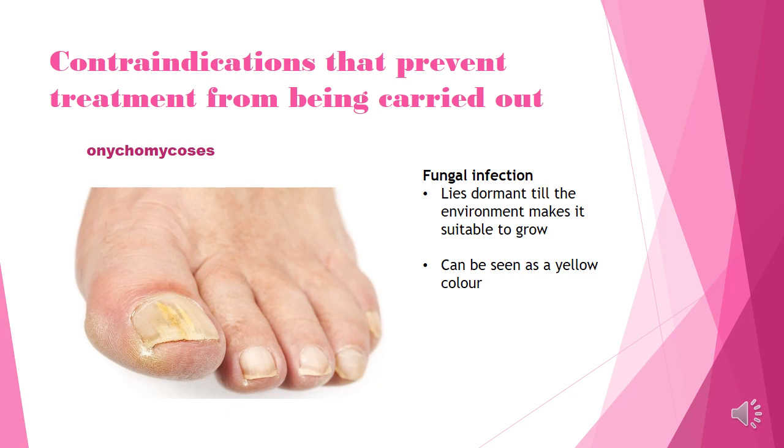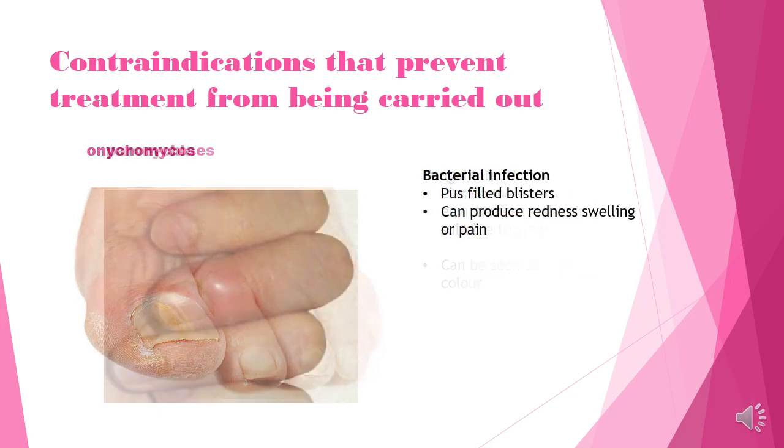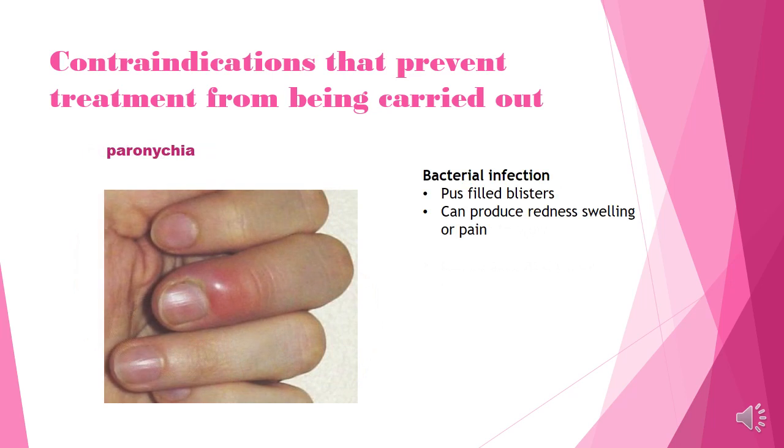Onychomycosis is a fungal nail infection and it lies dormant till the environment makes it suitable to grow. It can be seen as a yellow colour. Paronychia is a bacterial nail infection. It can be identified as pus-filled blisters and can produce redness, swelling or pain.